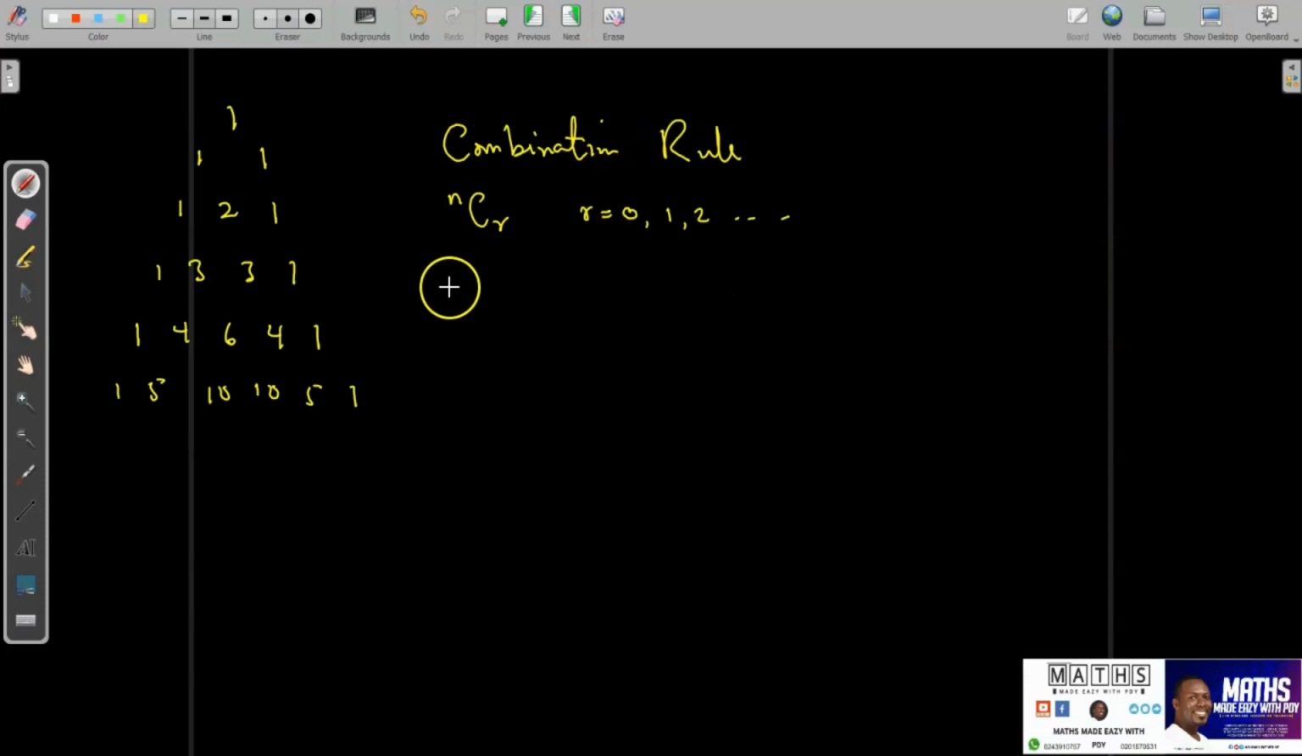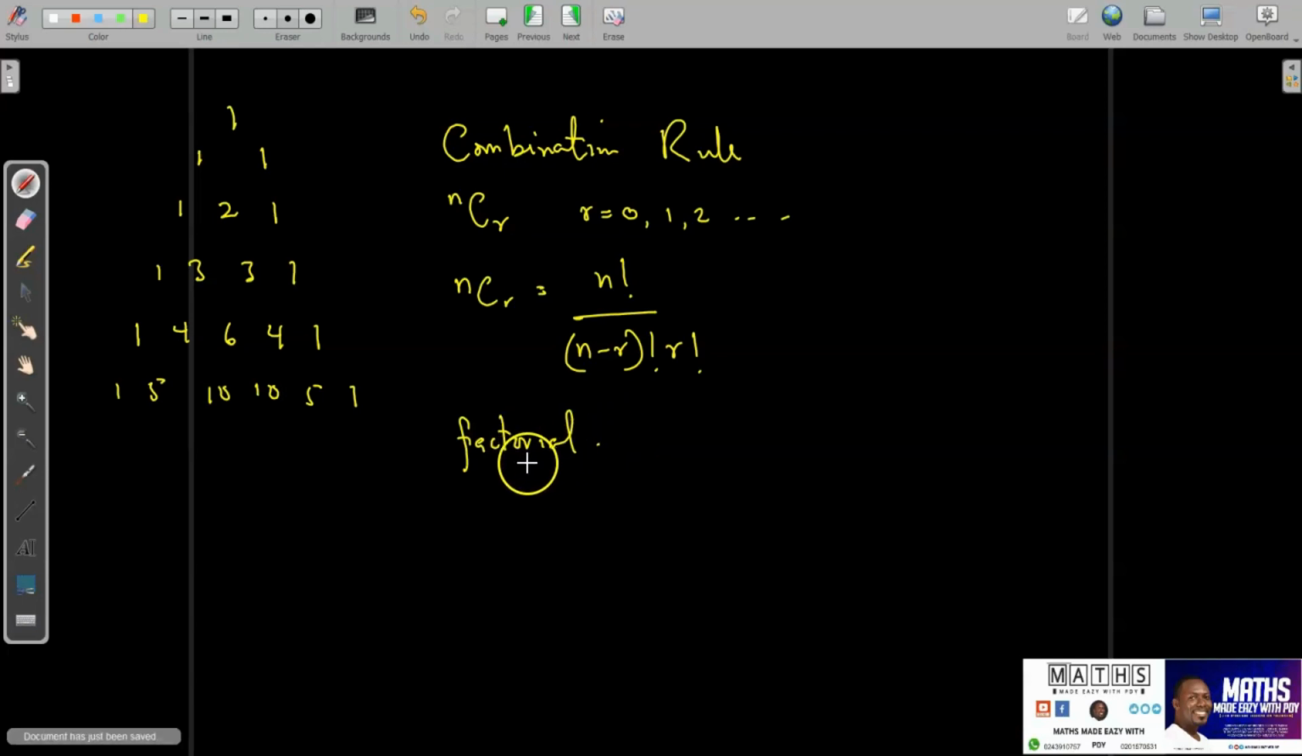Mathematically, this rule gives us n factorial divided by (n minus r) factorial, then r factorial. This is the rule. When we talk about factorial, it simply refers to the multiplication of the positive counting numbers of that number. For instance, 2 factorial is 2 times 1, and the answer is 2. 3 factorial is 3 times 2 times 1, and the final answer is 6.